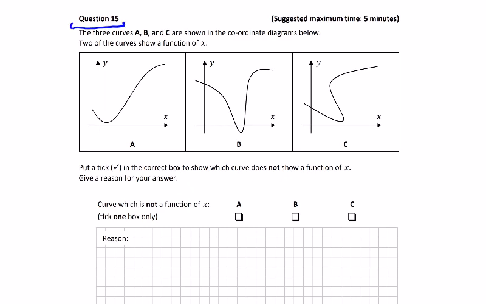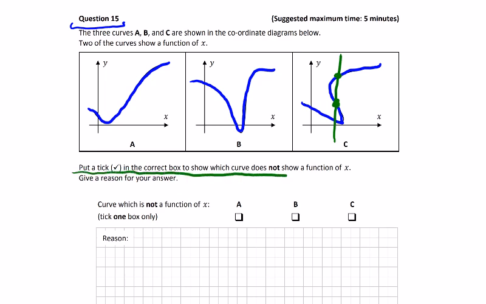And the last part, question 15. 3 curves are shown, and 2 of the curves show a function of x. We have this one here, we have this one here, we have this one here. Well, even by drawing this, it can't go back on itself. So the vertical line test would, if it has more than 1 value, can't be a function. So that must be what they're asking here. This can't be a function in x. Put a tick in the correct box to show which curve does not show a function of x.